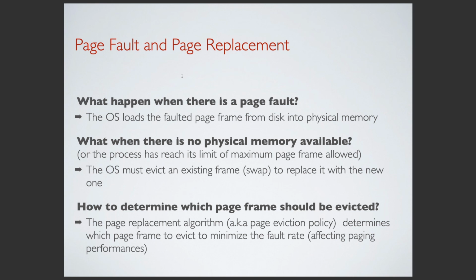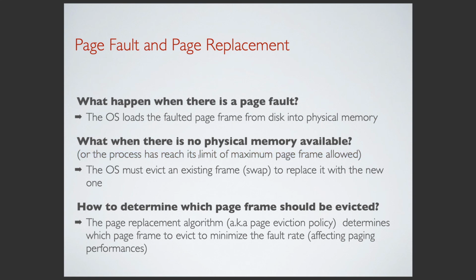So again, that's a summary of what I just said. What happens when there's a page fault? There was a trap, the OS takes over, and then it loads the page frame from the disk to the physical memory. What if there is no physical memory available? Or actually, the process has reached its limit in terms of maximum page frames allowed. I put that here because that's actually how Windows works. Linux doesn't work like that, but Windows does.